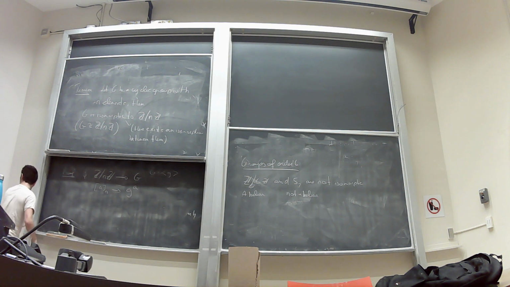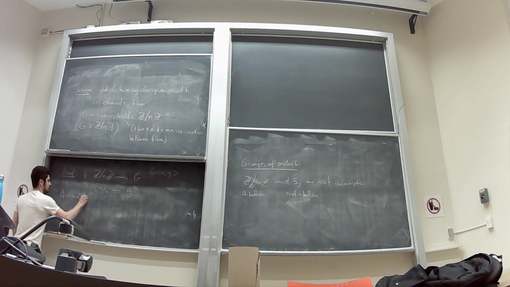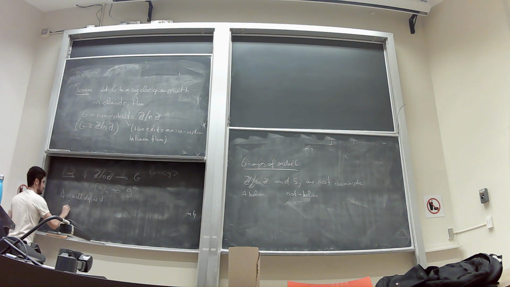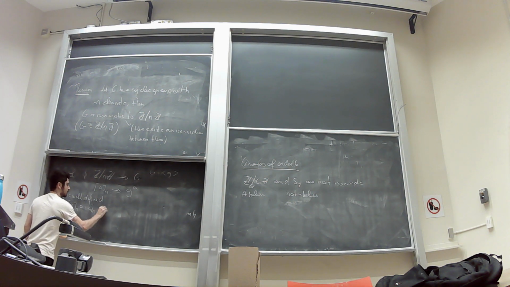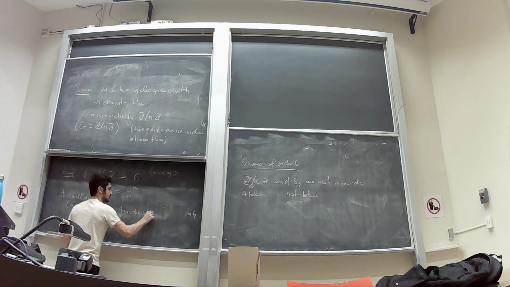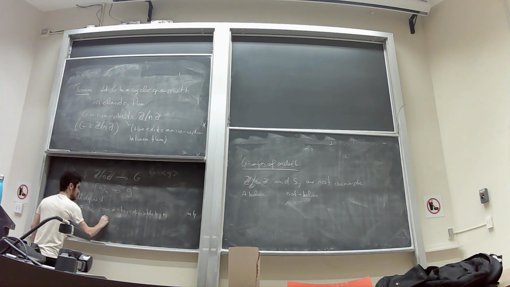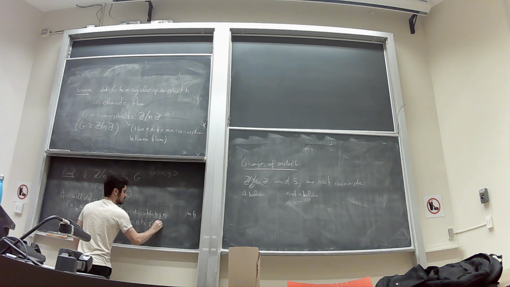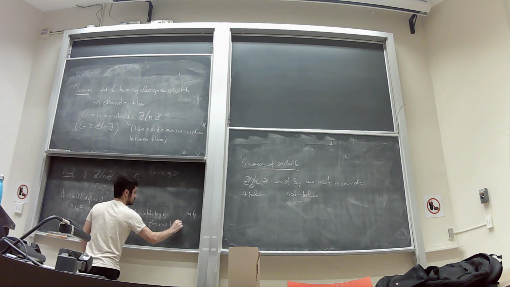Okay, now let's prove this. First of all, I have to show that the map is well defined. Phi is well defined. So suppose a mod n is equal to b mod n, if and only if a minus b is divisible by n, if and only if a minus b is equal to nk for some k in Z.